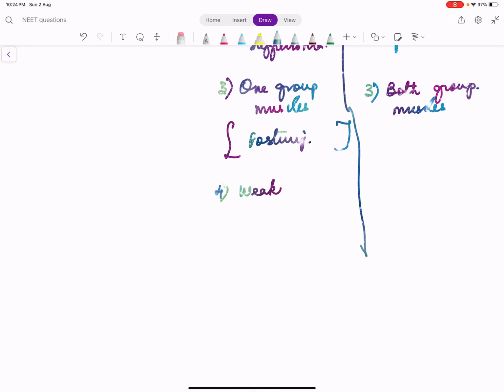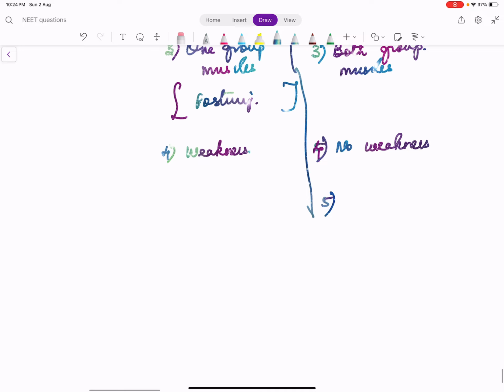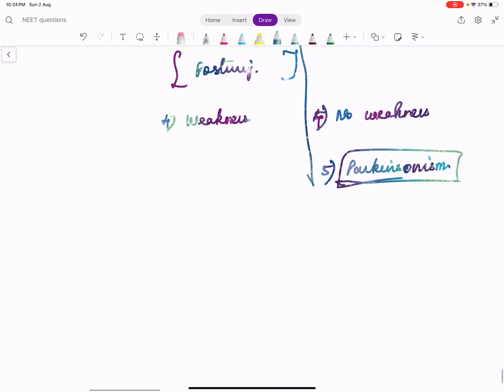Spasticity will have weakness. So if there is weakness with increased tone, it has to be spasticity. If there is no weakness, only increased tone, it is actually rigidity. So which disease causes all these things? Rigidity is Parkinsonism. Parkinsonism is the extrapyramidal or basal ganglia lesion which causes rigidity. Spasticity occurs in pyramidal tract lesion, for example CVA. When long-term CVA occurs, there will be spasticity.